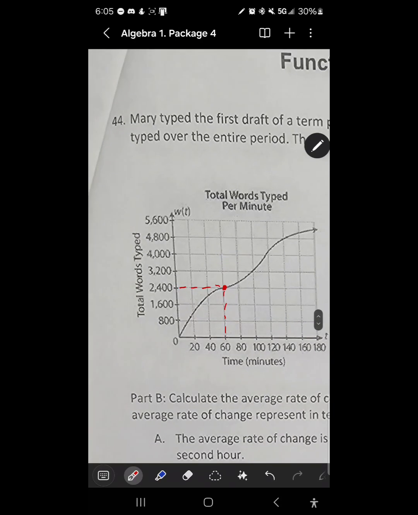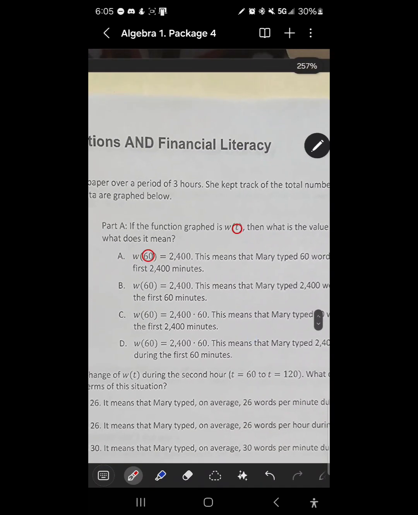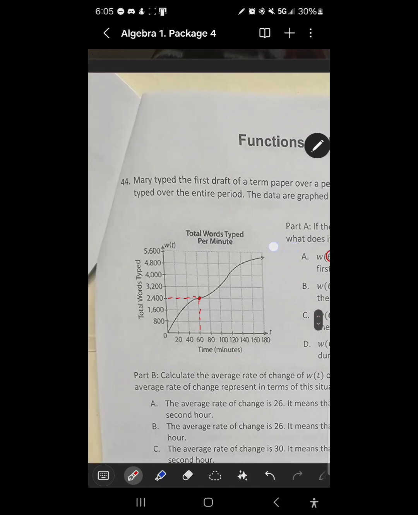So when she was at 60 minutes, she has typed 2,400 words. Okay, W of 60 equals 2400. True. This is not true. It's just 2400.